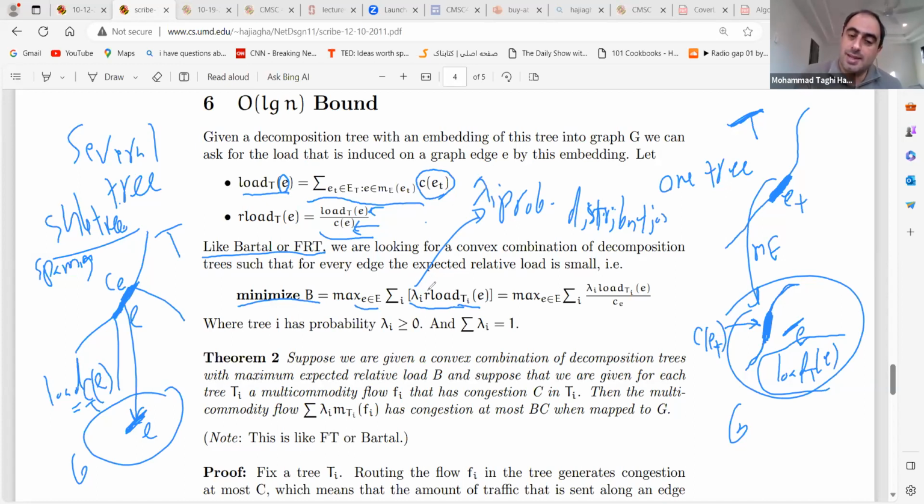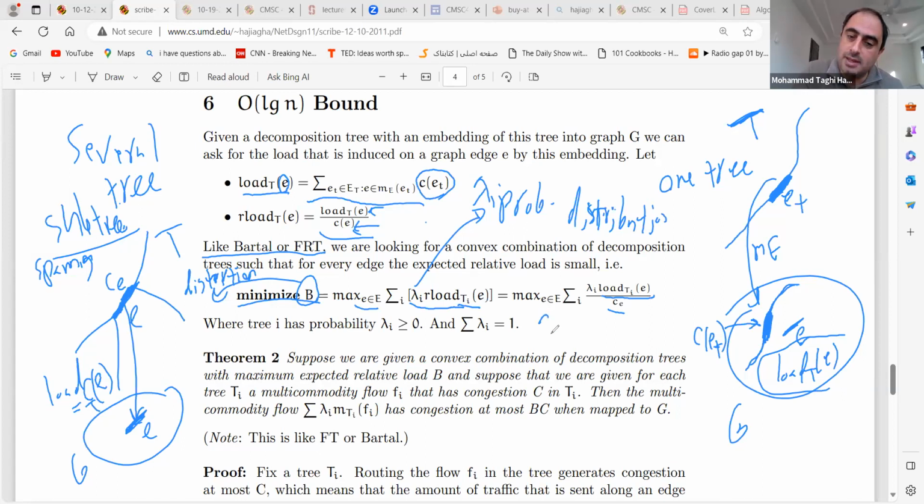So you want to make sure that this is essentially expected. There we were talking about expected distance. Here we are talking about expected R load. And what was the R load? The R load is the load of these guys times the C of E. So you want to show that this B is something that minimizes this. B here corresponds to distortion.